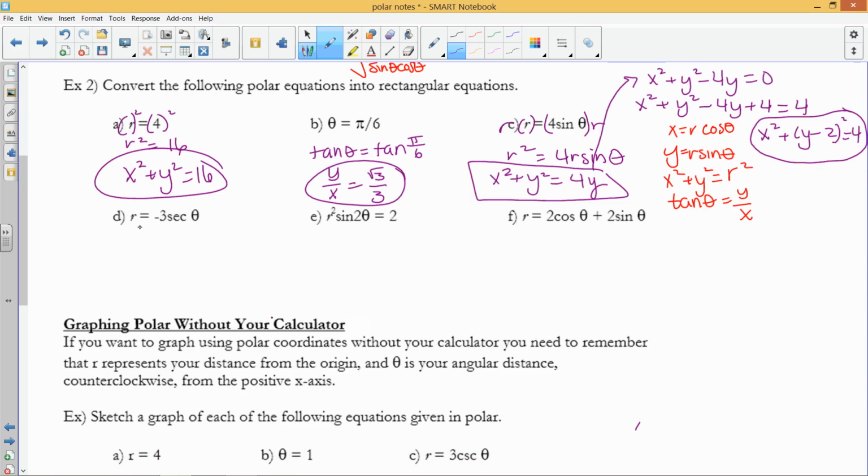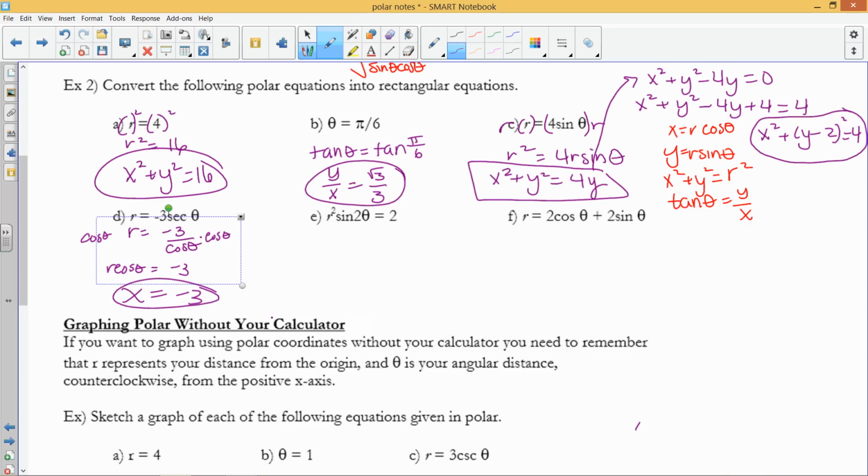So then if we look at the second row, r equals negative 3 secant theta. Well, I don't have any secants over here. So I'm going to think about this differently and think about it as r equals negative 3 over cosine theta. And if I think about it that way, then if I multiply both sides by cos, I have r cos theta equals negative 3. And r cos theta is x. So this is the vertical line, x equals negative 3.